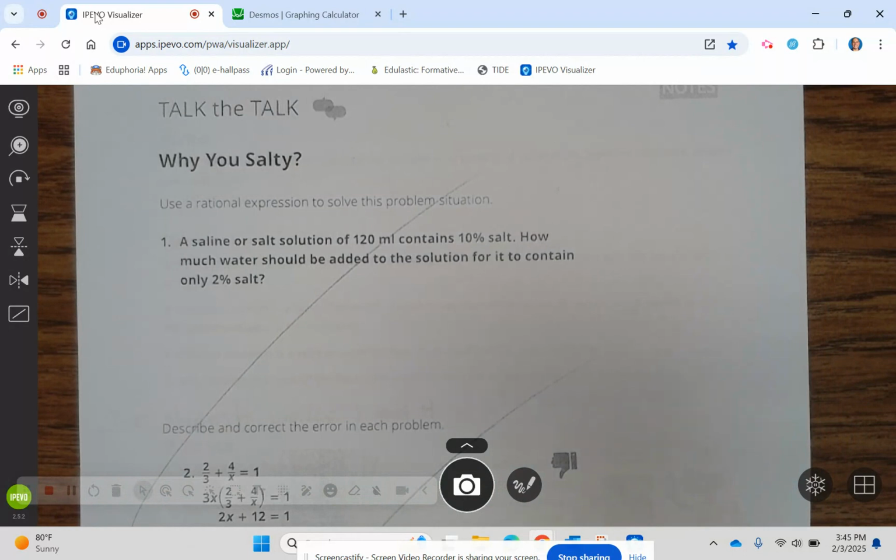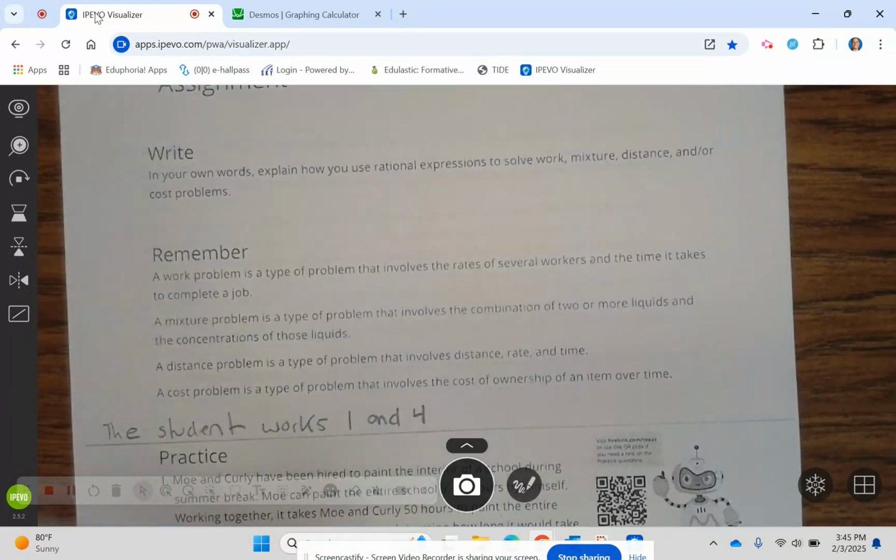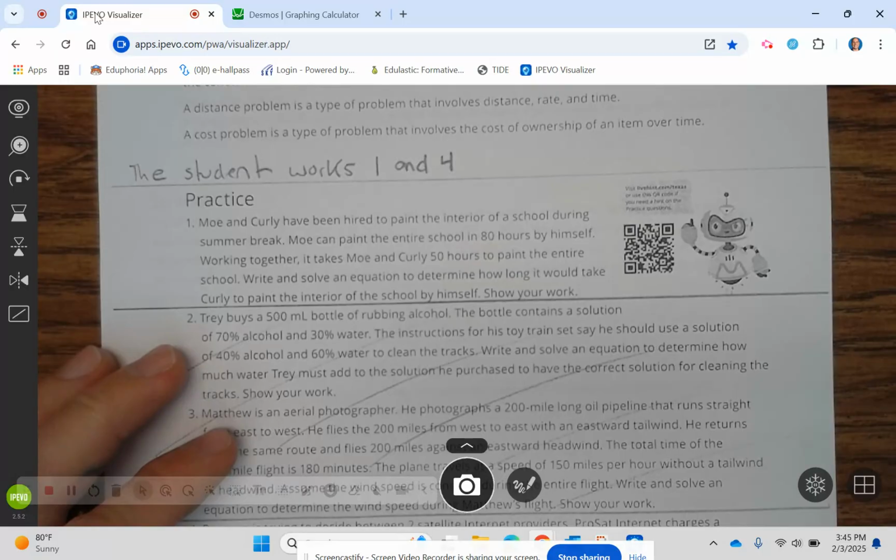Go ahead and mark out this page. The student works 1 and 4.